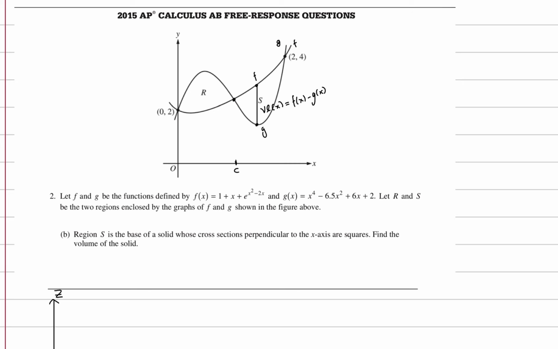Now, the question is, region S is the base of a solid, right? And the cross sections of the solid, which are perpendicular to the x-axis, so it's going to be something like this. I don't know yet, but it says all the cross sections are squares. Find the volume of the solid.